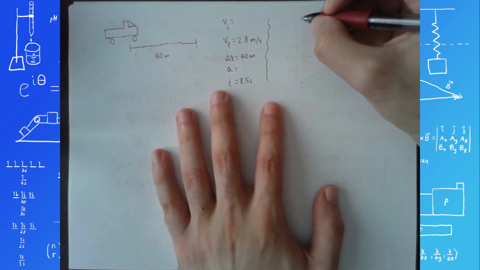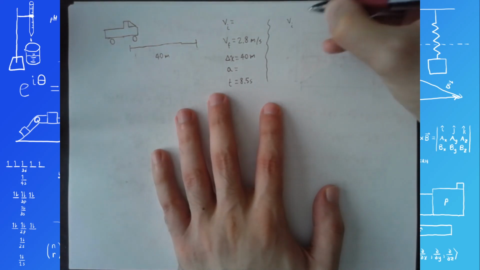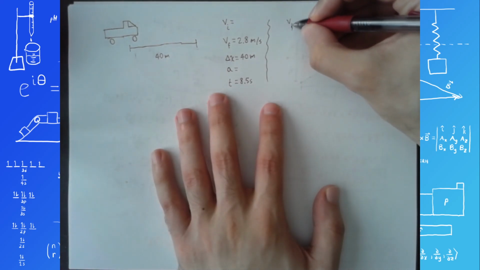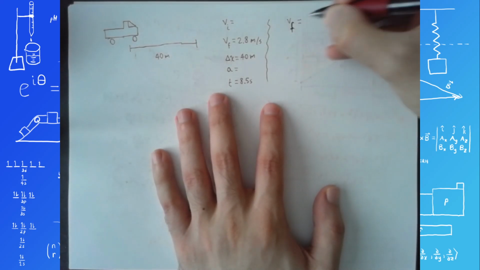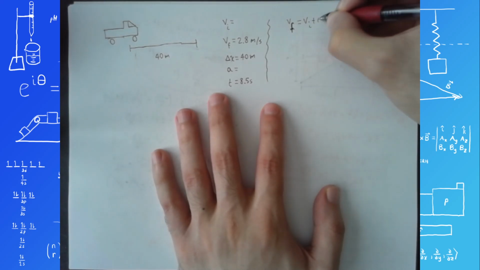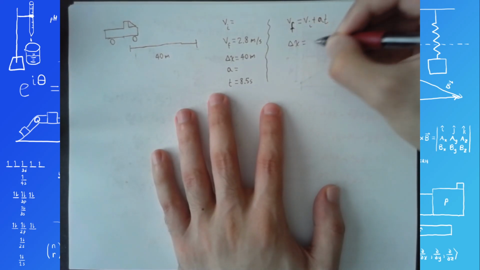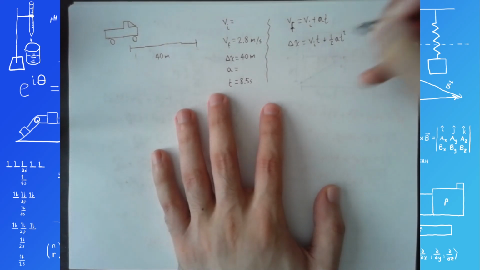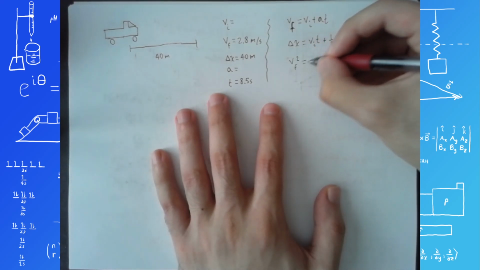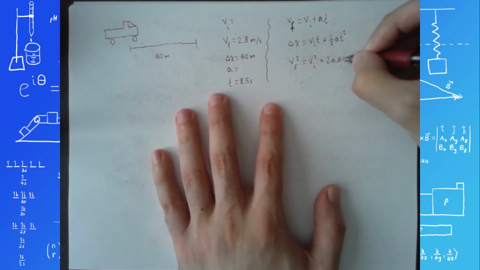So I have 2 unknowns. My 2 unknowns are v initial and the acceleration. If I write down my kinematics equations, v final equals v initial plus at, and second equation, displacement equals v initial t plus 1/2 at squared, and third equation, v final squared equals v initial squared plus 2a delta x.